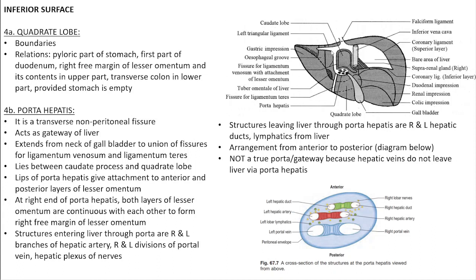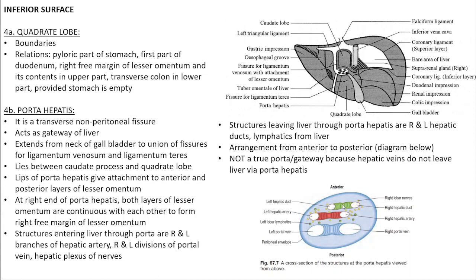So what is its definition? It is a transverse non-peritoneal fissure. It acts as a gateway for the liver. What are the structures entering through the liver? If we just magnify this part here and look at it from the superior aspect, this is the anterior aspect, posterior aspect, this is the left aspect, this is the right aspect.